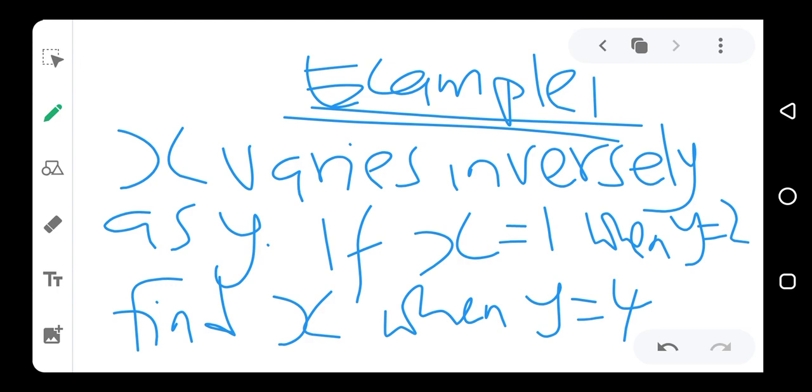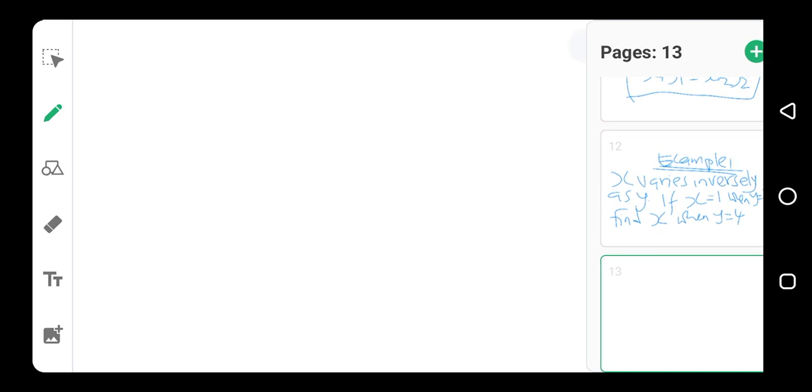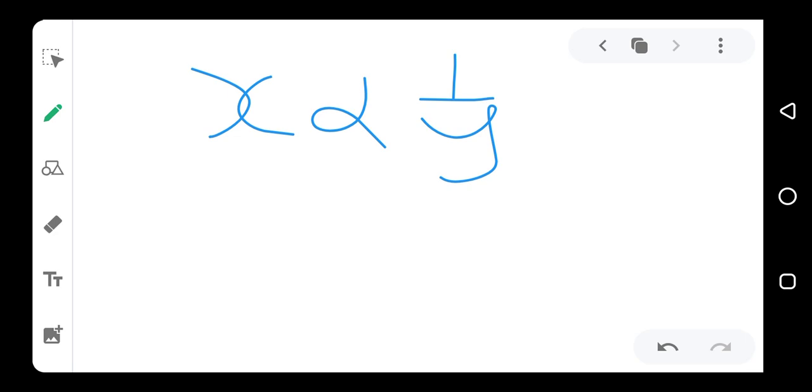Now, if it is theory, we are going to derive the formula. So we are going to start by saying, in theory, we have to start with the formula. We say that x varies inversely as y. This is the first step. If this question is in your theory, then you clear the sign of proportionality. You say that x equal to k over y.